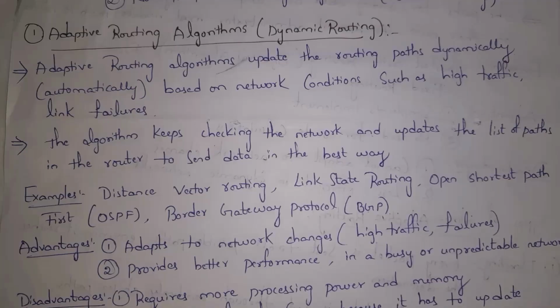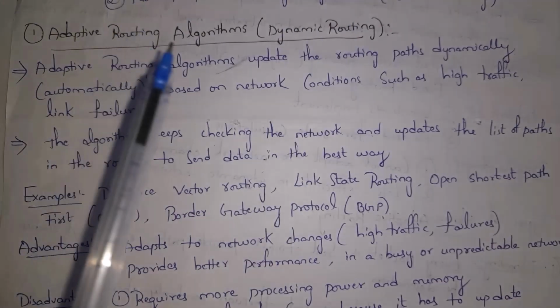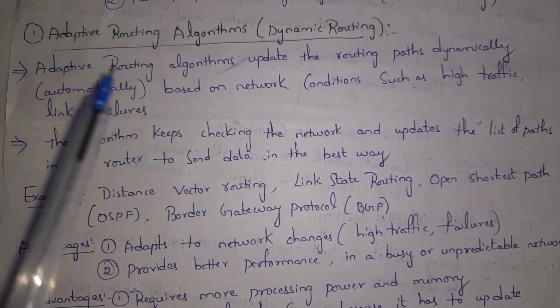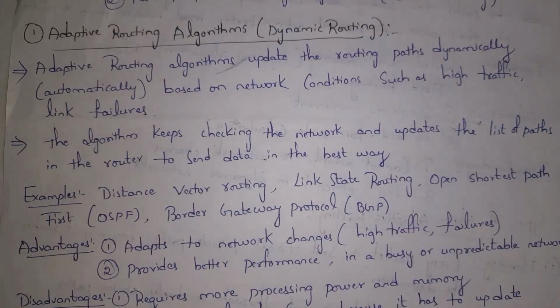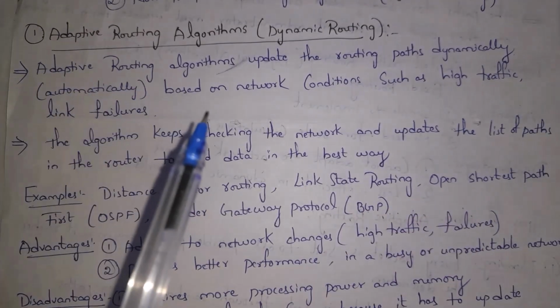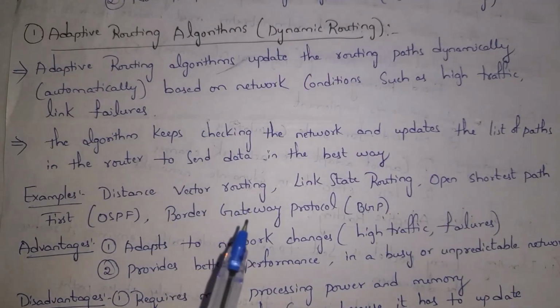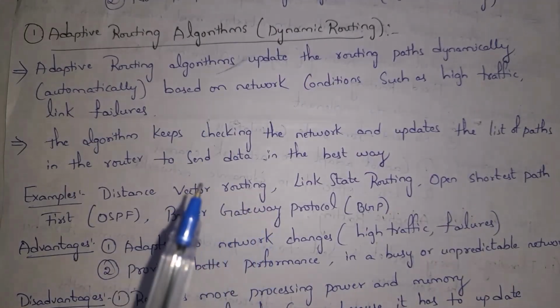So adaptive routing algorithms update the routing path dynamically, that is nothing but automatically, based on network conditions such as high traffic and link failures. So in adaptive routing algorithms, routing paths are updated automatically based on network conditions such as high traffic or link failure. The algorithm keeps on checking the network condition and updates the list of paths in the router. So data will be traveling the best way.